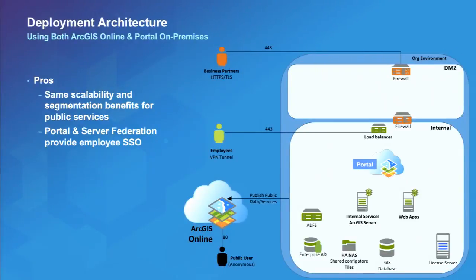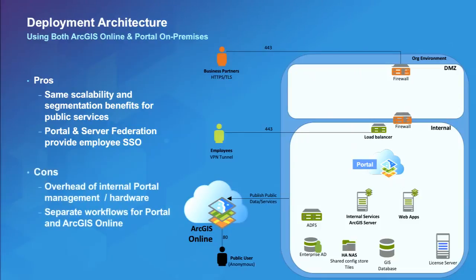Now, some organizations, of course, want to use both ArcGIS Online and also spin up Portal on-premise. This is actually a more and more common pattern, and we even recommend it for a number of enterprises. Some of the pros: same scalability and segmentation benefits for public services. Portal and server federation provide the employees a single sign-on experience.